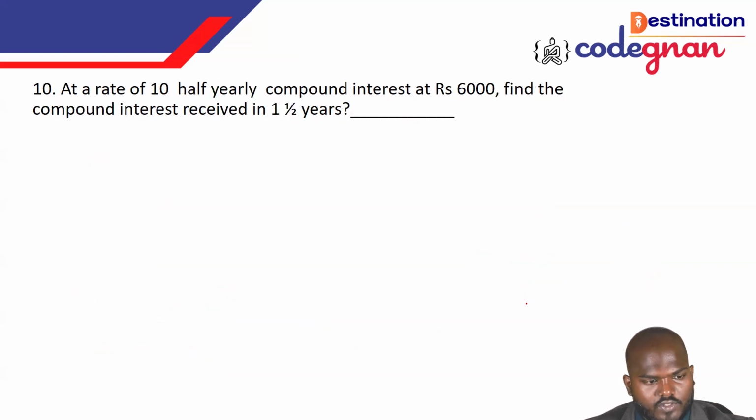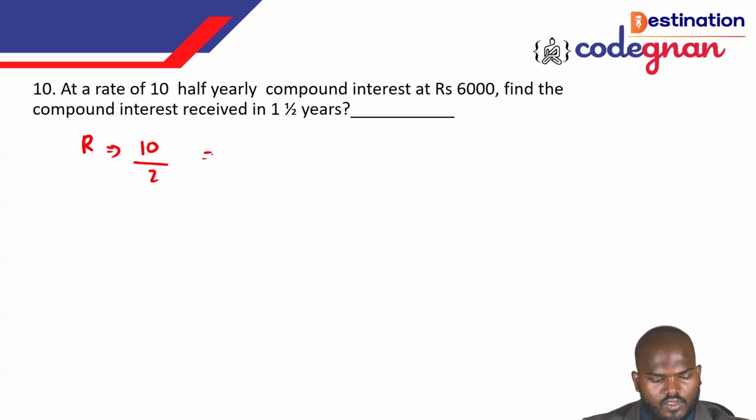Okay, guys, going to the next question: at a rate of 10% half yearly compound interest on 6,000 rupees, find the compound interest received in 1 1/2 years. That is the question. It is also an easy question. They are giving the interest half yearly, that is R is equal to 10%. 10% per year means for half yearly we take it as 5% only.